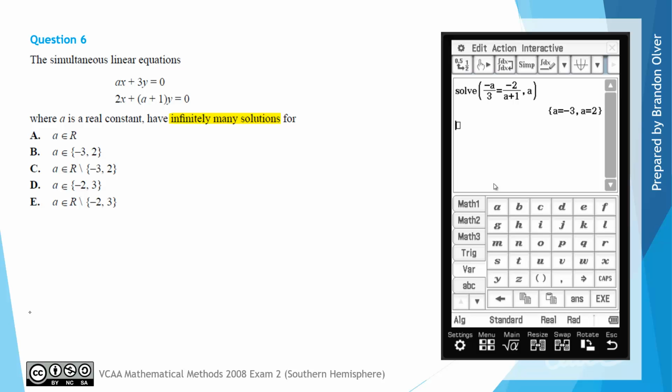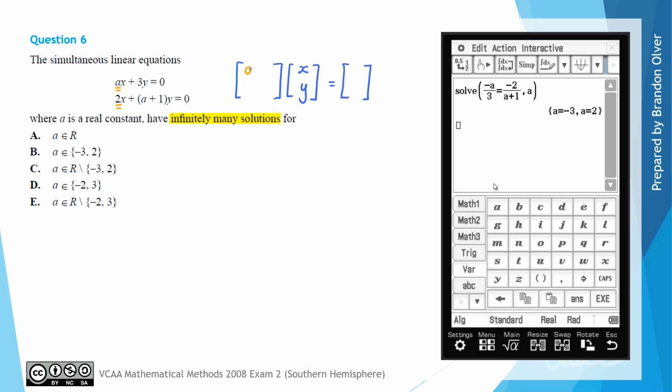This method relies on us converting the system of simultaneous linear equations into a matrix system. We're going to set up a square matrix that multiplies x and y, and that's going to be equal to another matrix. To do this, we look at the coefficients of x, which are a in the first equation and 2 in the second equation.